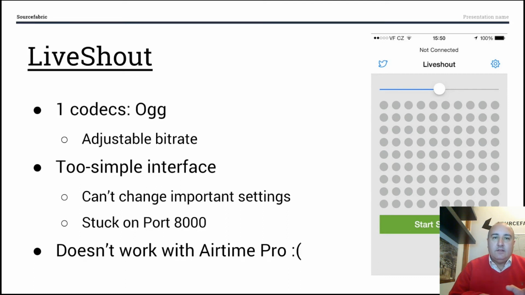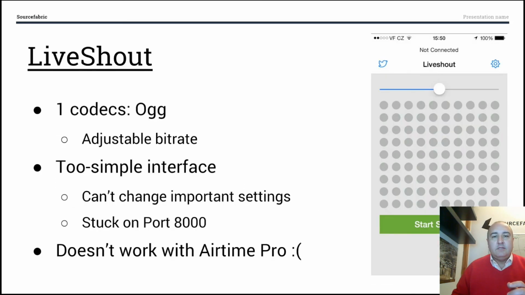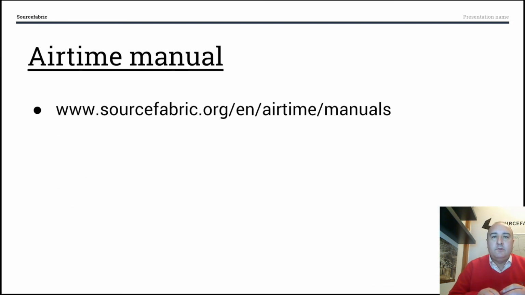But the winner in this case was Koala San, and it's one that I do recommend. We do like Koala San with Airtime, and I do think that it's a pretty useful app to have. Now, when you're setting up your app, it's always good to refer to the Airtime manual. And you can check the Airtime manual at www.sourcefabric.org/en/airtime/manuals.